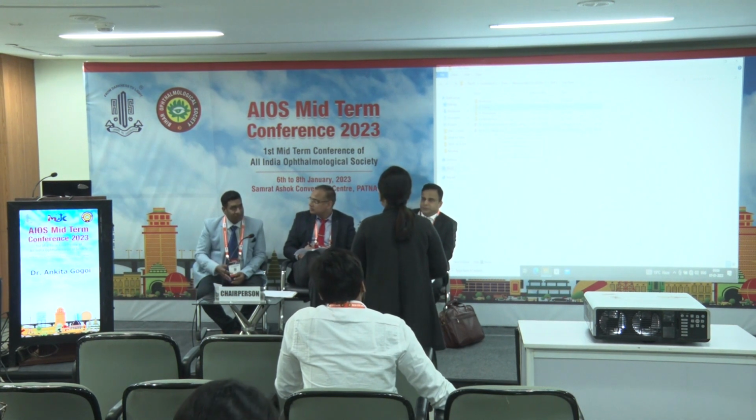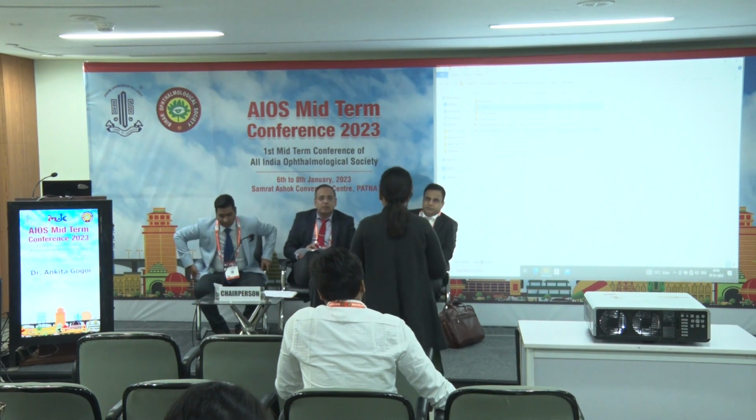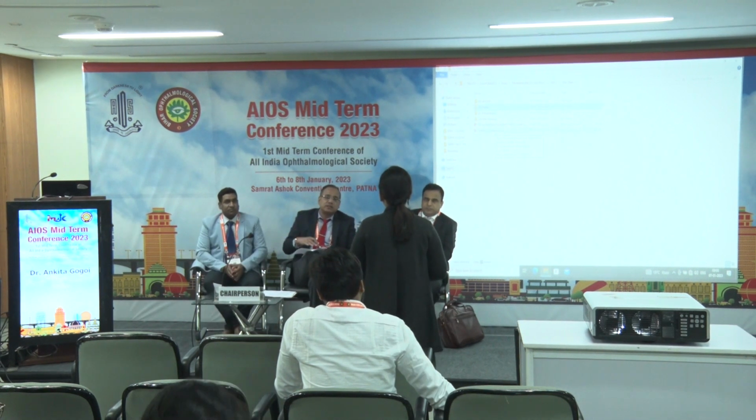Second suggestion is have a control. Randomization, these are the highest level of evidence literature.